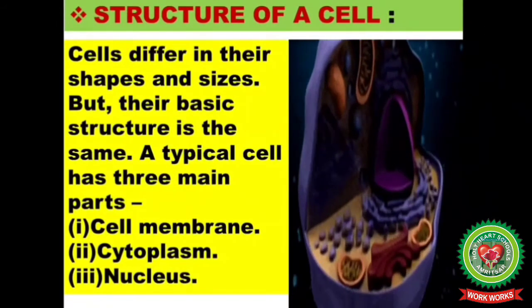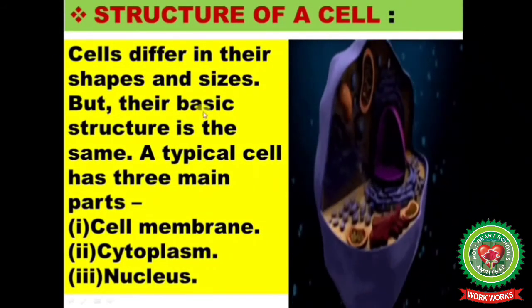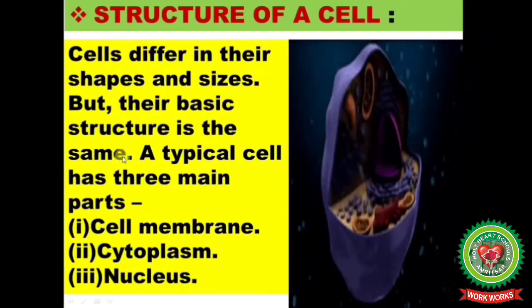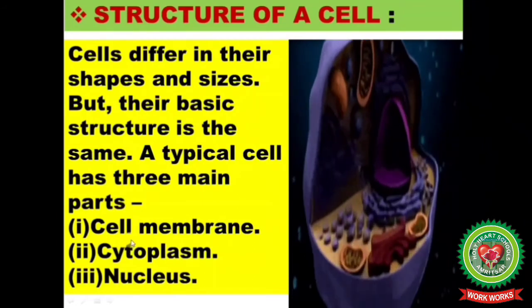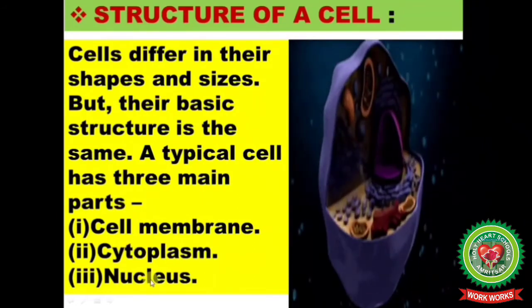Structure of a cell. Cells differ in their shapes and sizes, but their basic structure is the same. A typical cell has three main parts: cell membrane, cytoplasm, nucleus. Components of a cell. Let's discuss in detail.